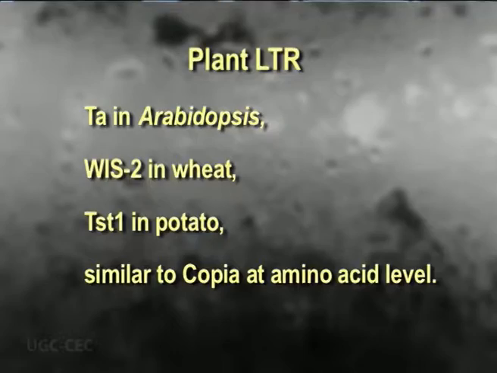In case of plants, such LTR transposons are present. For example, the TA transposons in Arabidopsis, the WIS2 transposons in wheat, the TST1 transposon in potato, which are similar to the copia elements. They have the GAG and the POL genes, and their sequence similarity lies not at the DNA level, but at the amino acid level. And it has been noticed that because of the presence of gypsy or such transposable elements, even the color of the flowers varies. That is, coloration variation and reversion of such variation can also happen due to the presence of transposable elements.